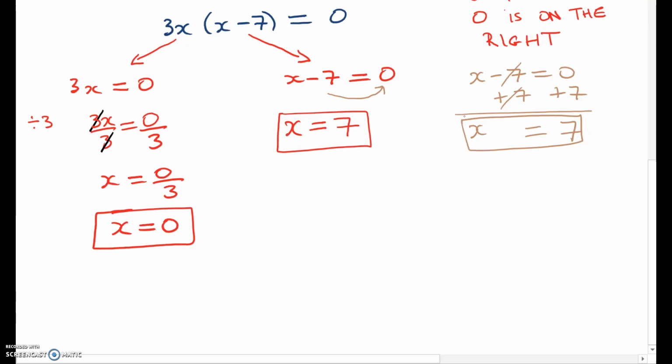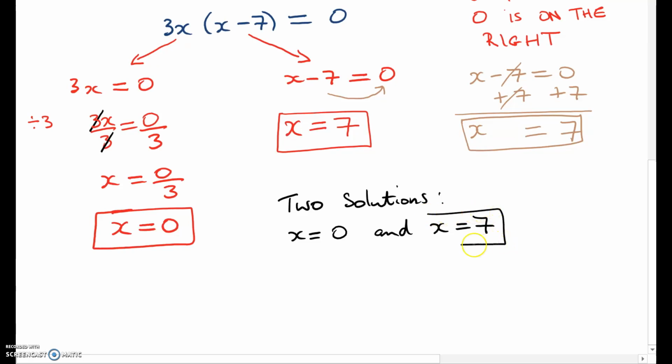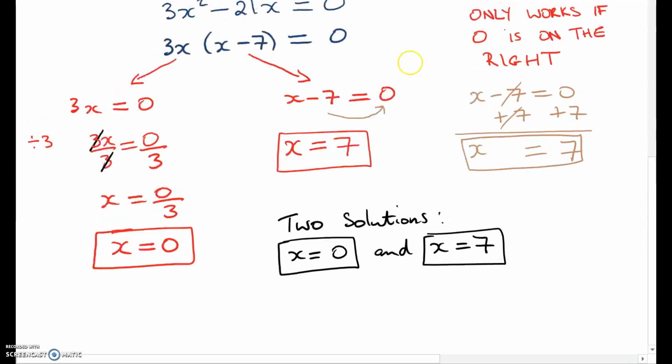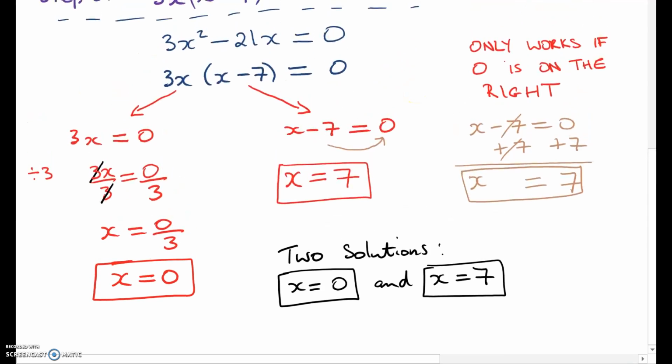But you can see that there are two answers. Two solutions. x equals 0 and x equals 7 are both solutions. Now x can't be both values at the same time. But if x is either of those values, then this expression, 3x squared minus 21x, will give you 0. Okay, so that's what we had to do.